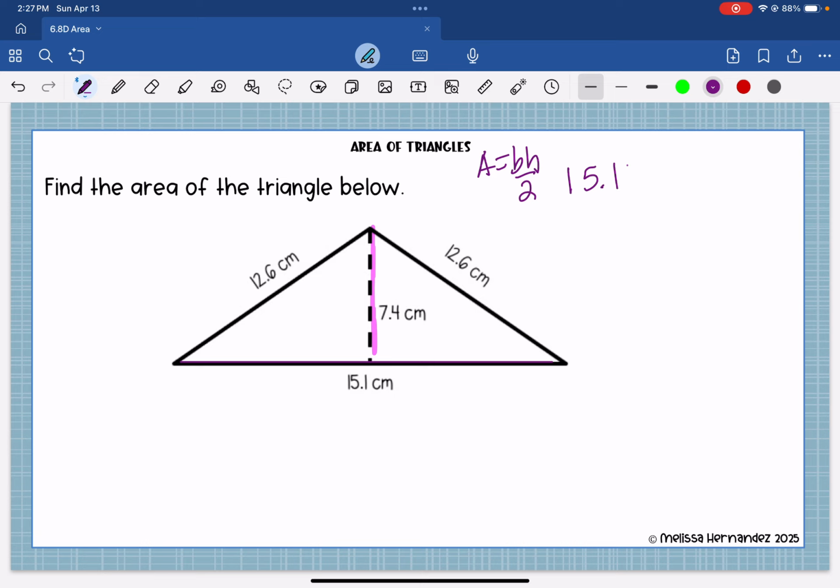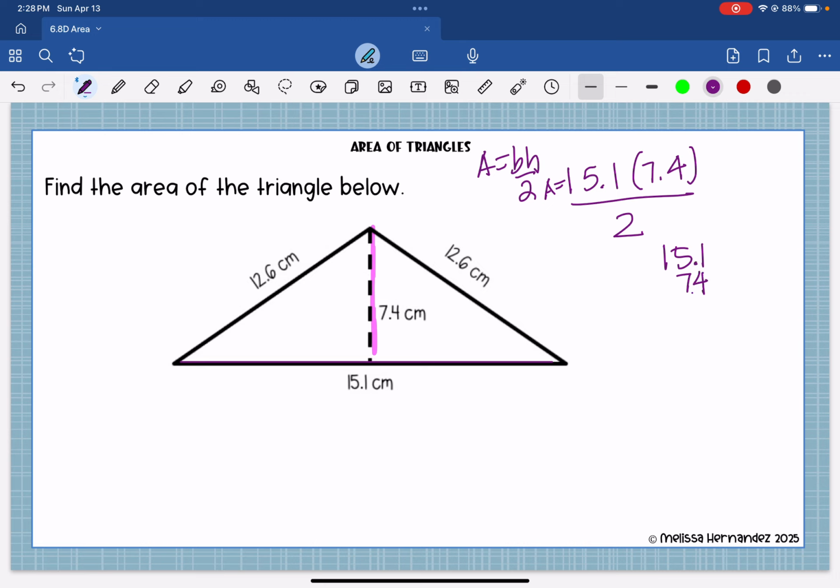15.1 times 7.4. And I know that's not academic vocabulary. It is 15 1/10 times 7 4/10. I would prefer to convert to a fraction, but I'm not going to do that because most kids hate fractions, even though decimals are fractions. Okay, so now you got 151 times 74.